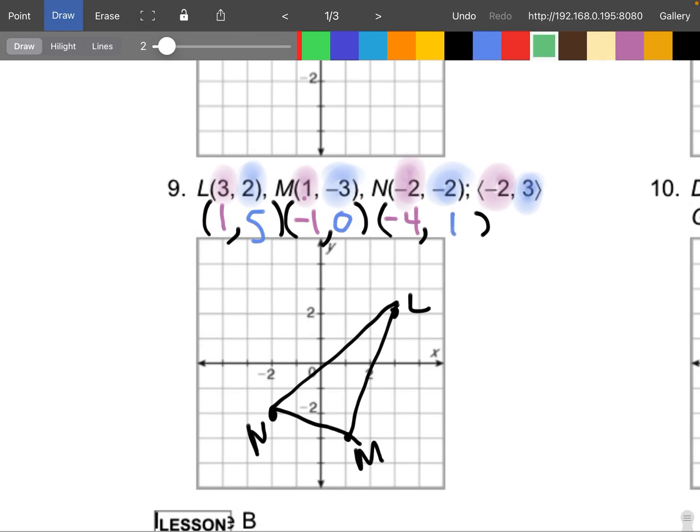So now we can graph all 3 of these points, and remember we use apostrophes to indicate that this is going to be the image of my triangle LMN pre-image. So 1, 5 is my new L, so L prime or L apostrophe. M is negative 1, 0, so M prime. And then my new N, which we'll call N prime or N apostrophe, is negative 4, 1.